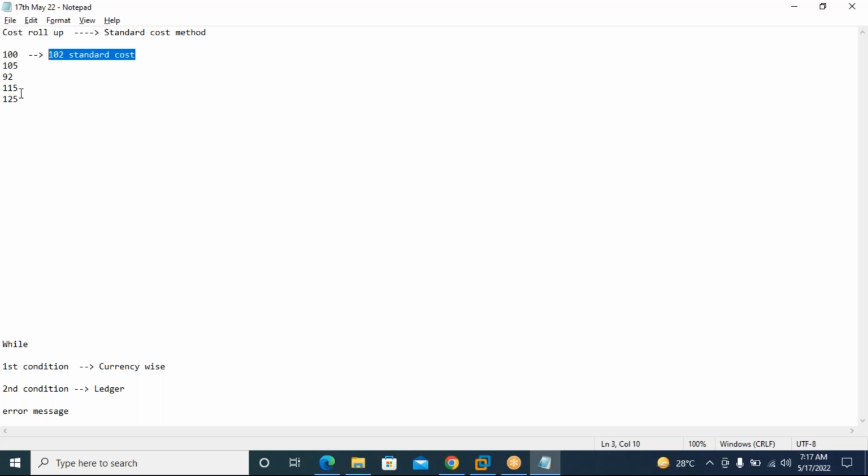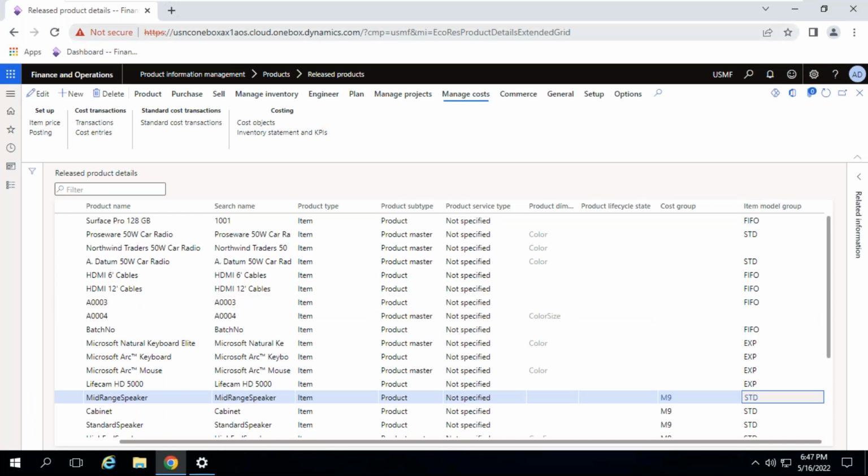Suppose you are purchasing at the rate of 115, then 13 rupees is a loss. It will be posted as a 13 rupees loss. If you are purchasing at the rate of 92, then it is 10 rupees, whatever it is, that is a loss. So the differences will be posted to a different account.